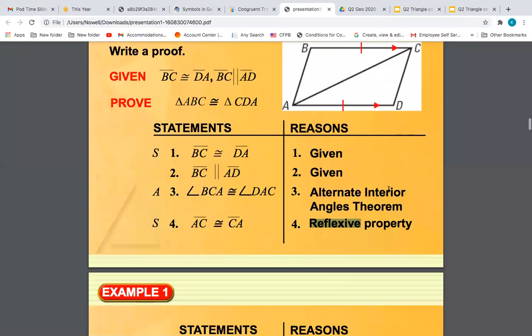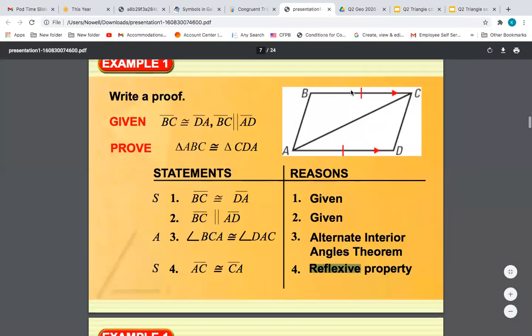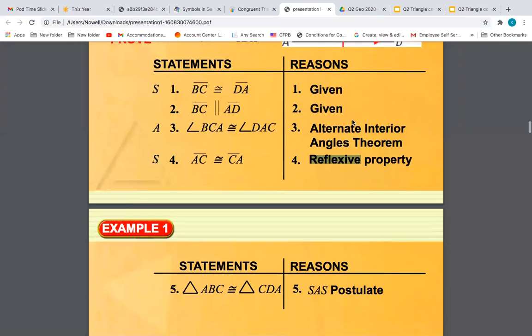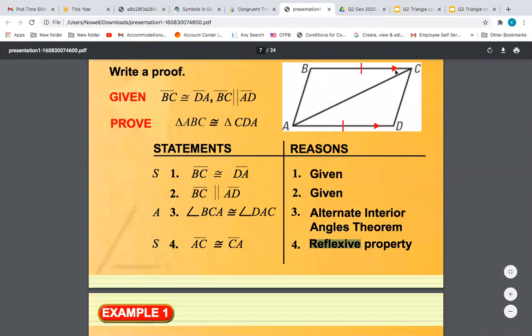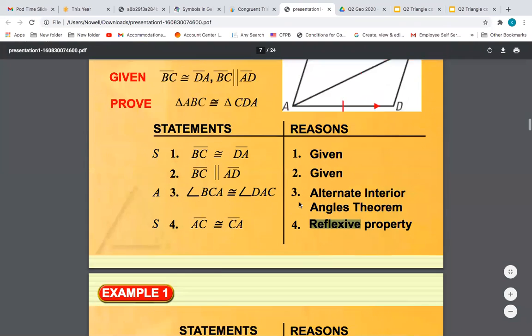So we know we made it one side and angle, and this side, another side, are congruent to one side and the angle made by those two sides, or included angle, we can say, are congruent. So therefore, these two triangles are congruent. So that's why we say triangle ABC is congruent to triangle ACD. The postulate is side, angle, side. All right.